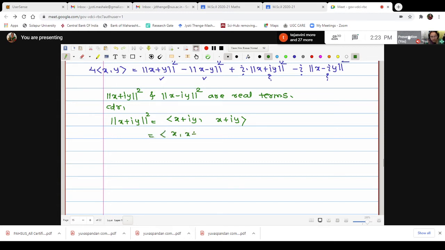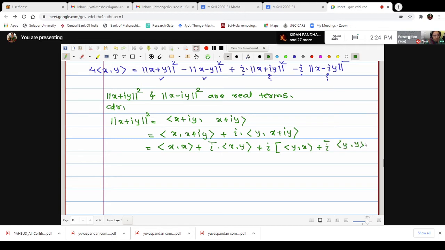Therefore, this is inner product x with x plus iy, plus i times inner product y with x plus iy. Okay, now it's time to use the conjugate linearity with respect to the second variable, meaning the scalars are taken out with the conjugates, right? Therefore, this is inner product xx for the first term; i is the scalar, we take it out with the conjugate, and we remain with inner product x with y. Next, i into inner product y with x. This is again taken with conjugate, inner product y with y.